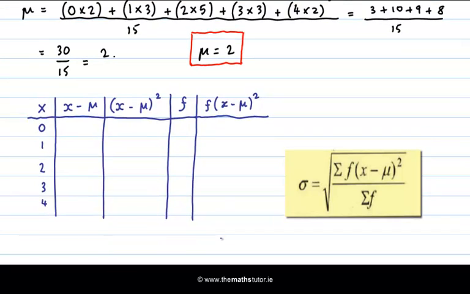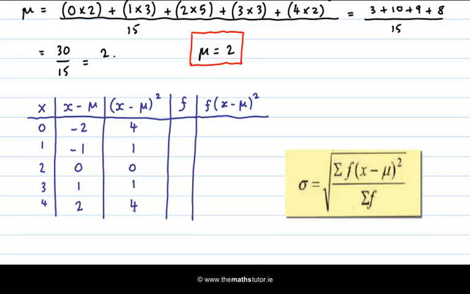So first of all, 0. If we take away 2, we get minus 2. 1, if we take away 2, we get minus 1. 2 from 2 is 0. 3 take away 2 is 1. And 4 take away 2 is 2. These are our deviations. Next we'll square our deviations. We get 4, 1, 0, 1 and 4.